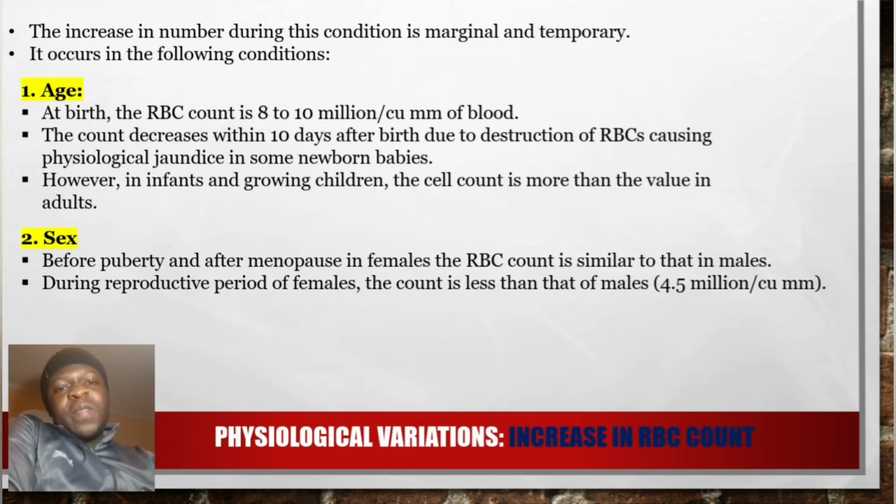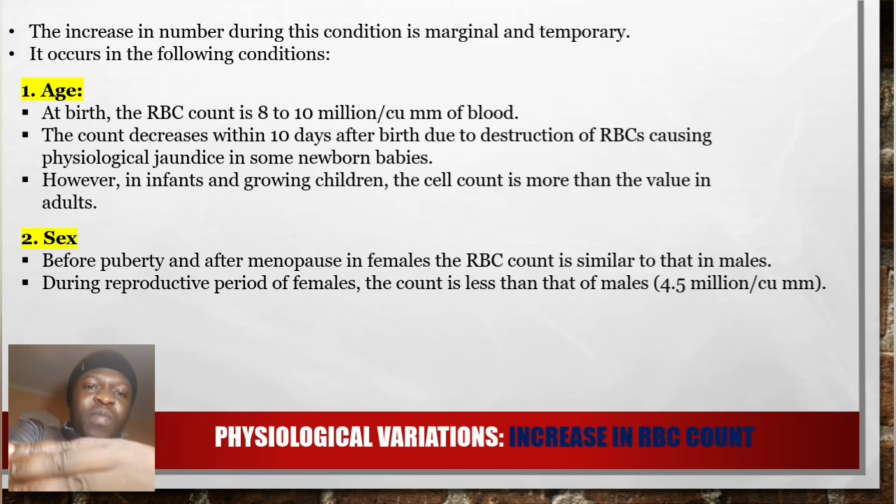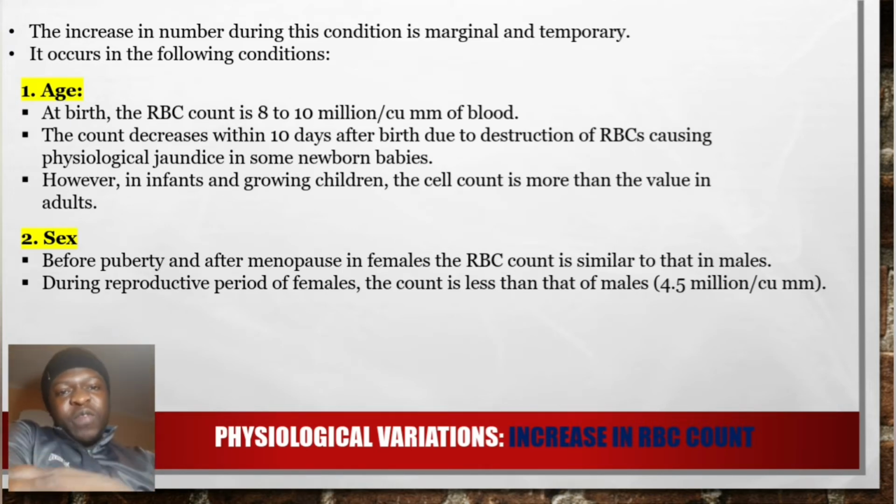Number two is sex. Before puberty and after menopause, in females, the RBC count is similar to that of males, right? So before, let's just say, I'm going to use puberty from 13. From 13 until the onset of menopause, it will be different, but before 13 and after menopause, it will be the same. So during the reproductive period in females, the count is less than that of males, usually less than 4.5 million per cubic millimeter.